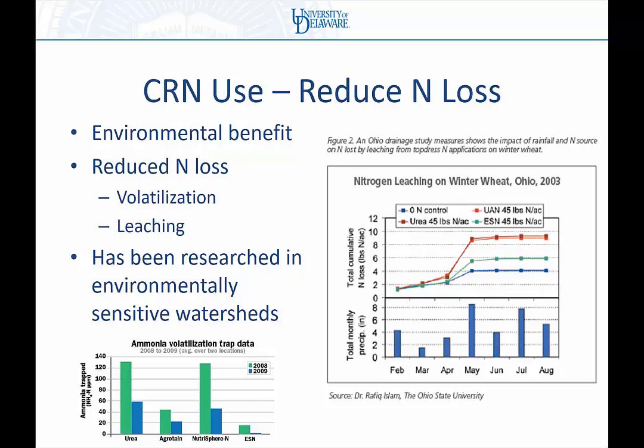And of course, we've done research all throughout the Chesapeake watershed. It's shown benefits. Anybody here not live in a sensitive watershed? All right.